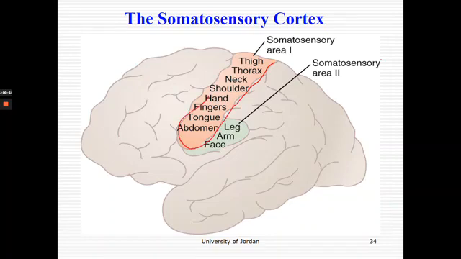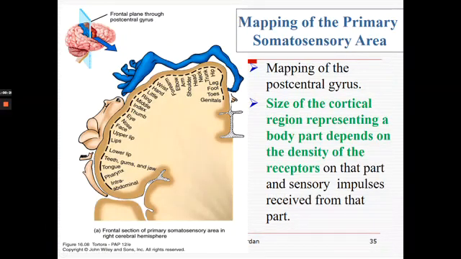And there is another area posterior to area 1, called somatosensory area 2, which has very gross representation of our body. Look at the representation of our body here at the cerebral cortex. This is a frontal section of the primary somatosensory area. Look at the representation. This is the lateral aspect. The representation is upside down. The face is down and the legs are up. So it's upside down, and the representation is contralateral. The representation on the right side is the representation of the left side of the body.